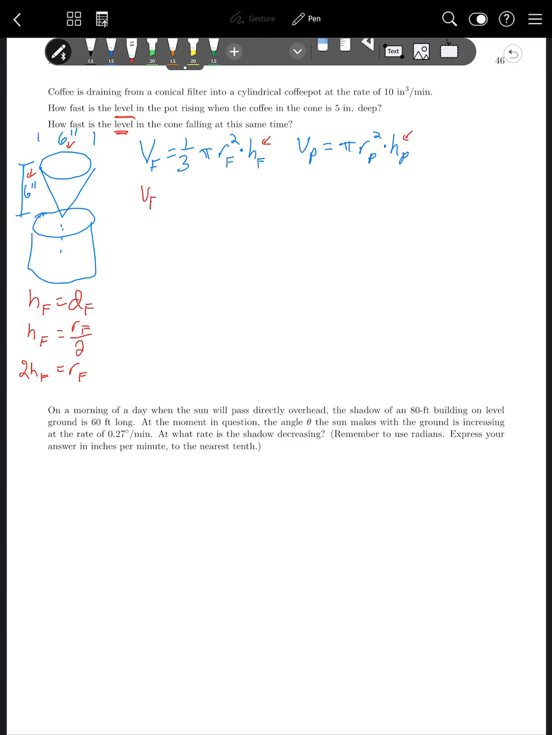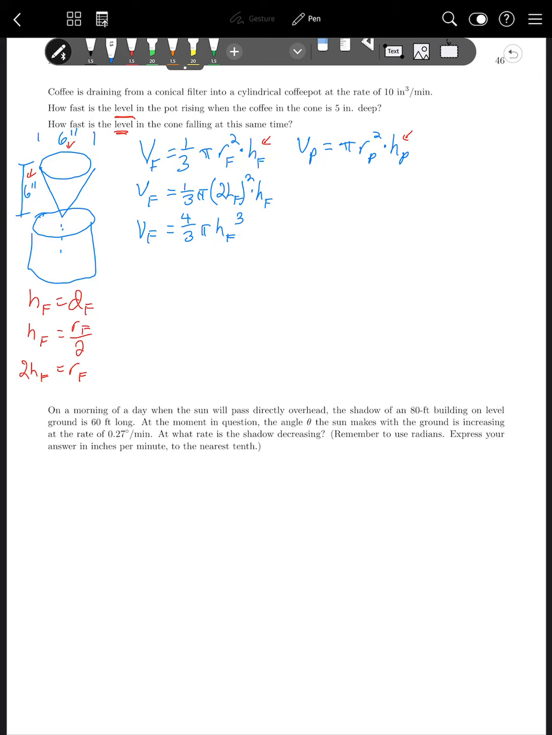So the volume of F, and that was just a little side work, which is why I did it in a different color, is equal to 1/3 pi times 2h sub f squared times h sub f. If we simplify that, V sub F equals 4/3 pi h sub f cubed, which is the formula for the volume of the filter.